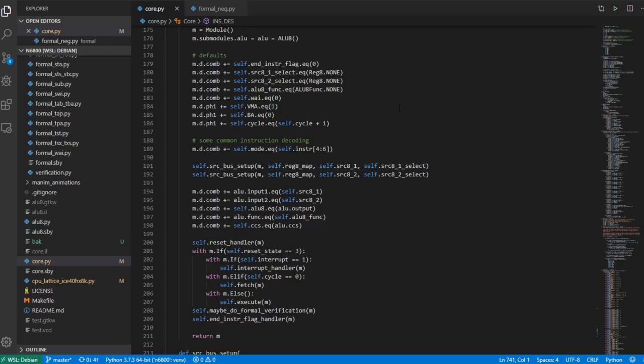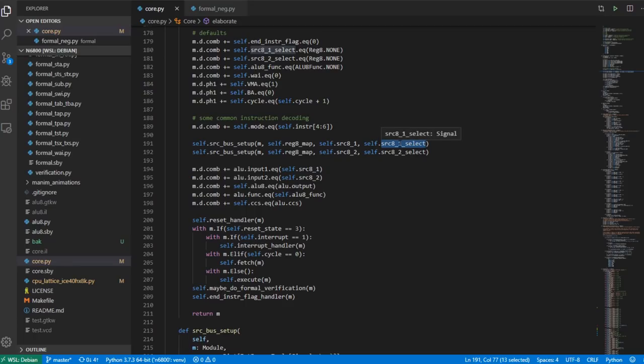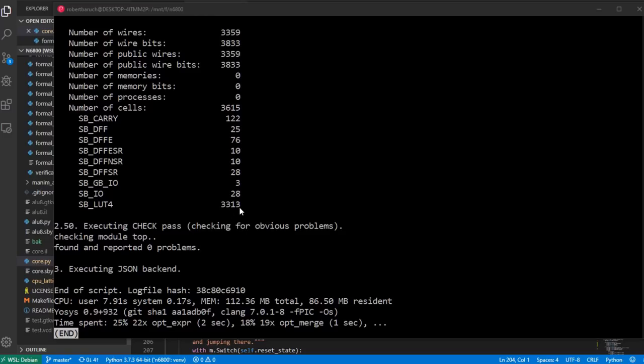I think one of the commenters pointed out at one point that I'm not even using this source bus thing with, you know, source 8.1 select and so on, because I felt that that was premature optimization. So I'm wondering if I even need this code anymore. I'm pretty sure Yosys is going to recognize this as dead code, but I'm going to get rid of it anyway. Okay, well, that's interesting. We managed to save 30 LUTs by removing that dead code. So I guess Yosys's dead code elimination either doesn't quite work as well as we thought it did, or I've introduced a bug.